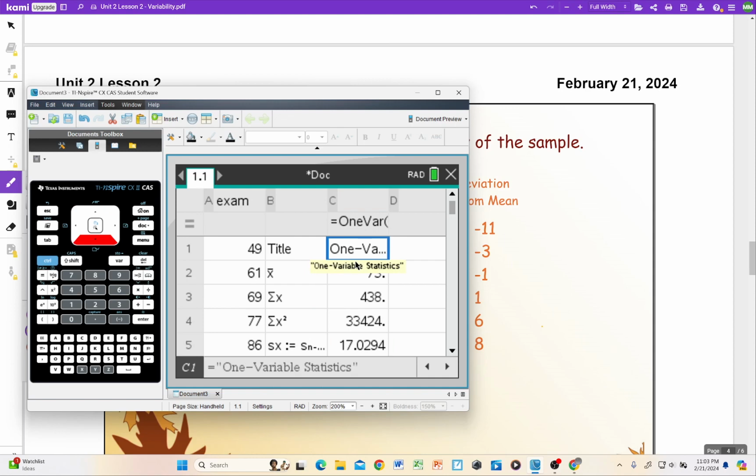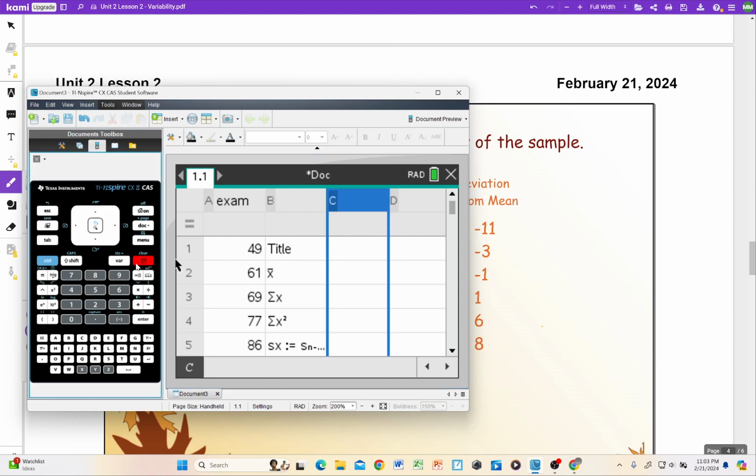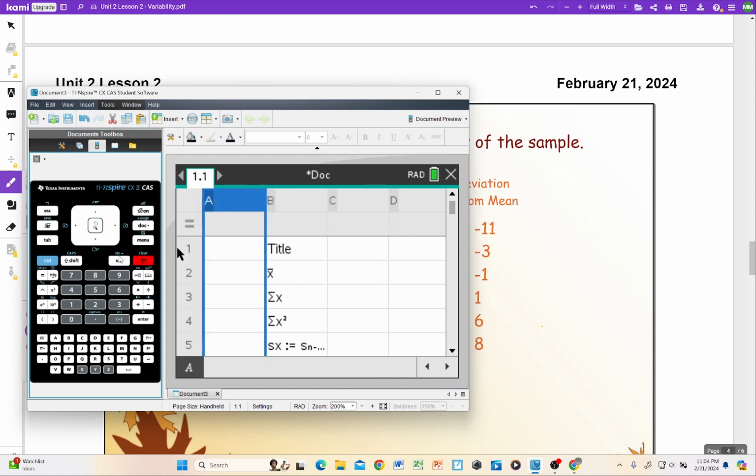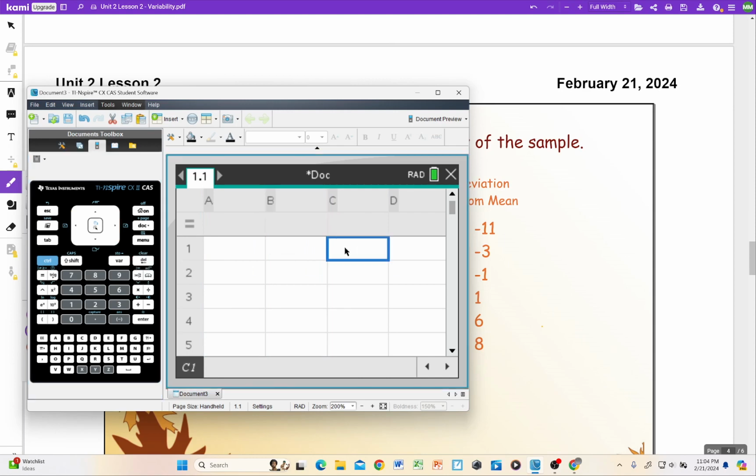Now, if you want to clear it out, you decide you don't need this anymore, you could just go back up here. I think if you hit up arrow a bunch of times, it can highlight the whole thing, and then just hit delete. Go over here, just clear out your data, and you're done. Okay, perfect. There you go. And that's how you find some of the summary stats on the calc.